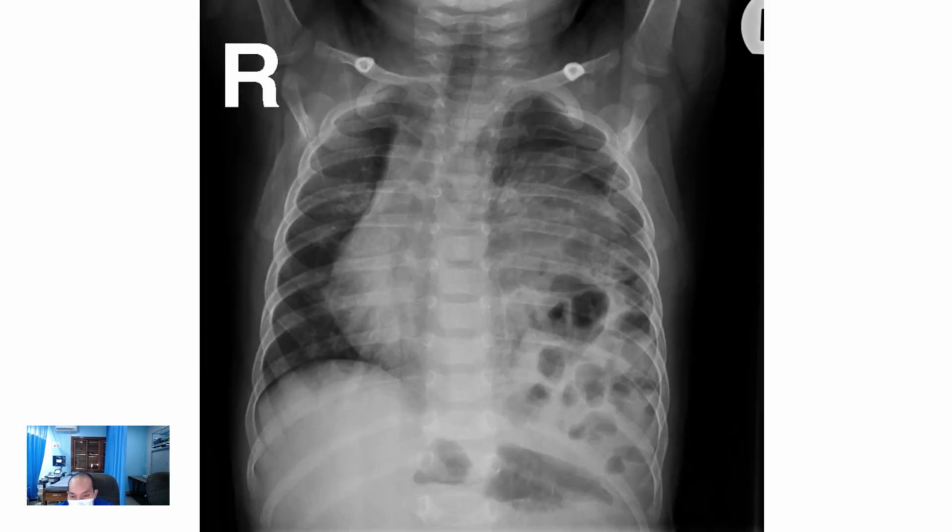And this is the case of congenital diaphragmatic hernia, where we can see the stomach, some bubbles of air of the intestine in the left hemithorax. And we cannot define the left hemidiaphragm.